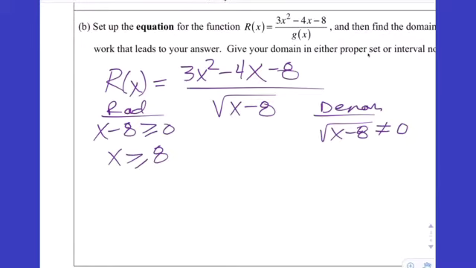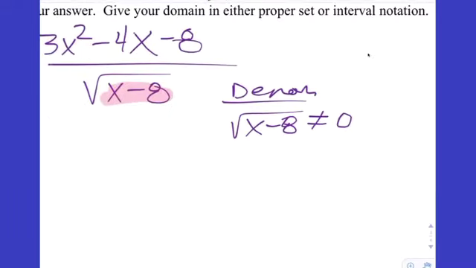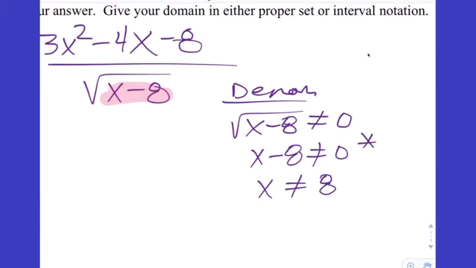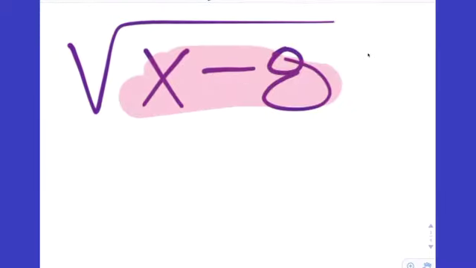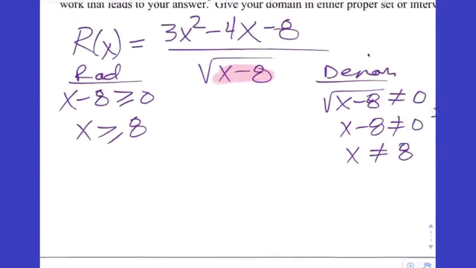Pick a 9 to make sure that you didn't mess up. 9 minus 8 is positive 1. It works. Over here, you square both sides, and you get x minus 8 cannot equal 0. X cannot equal 8. So remember, since we squared both sides, you just want to check for extraneous solutions. When you plug in an 8, you get 8 minus 8 is 0. The square root of 0 is 0. That's good. We can't have a 0 in the denominator.